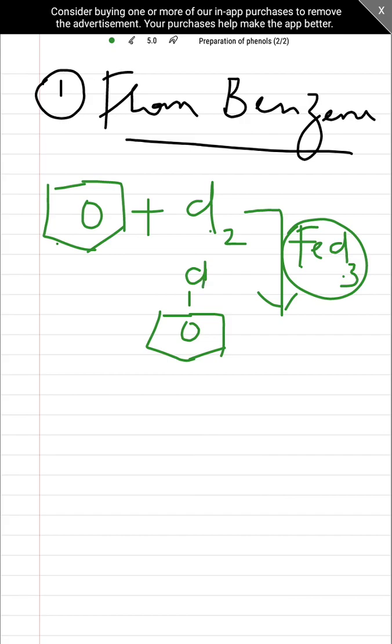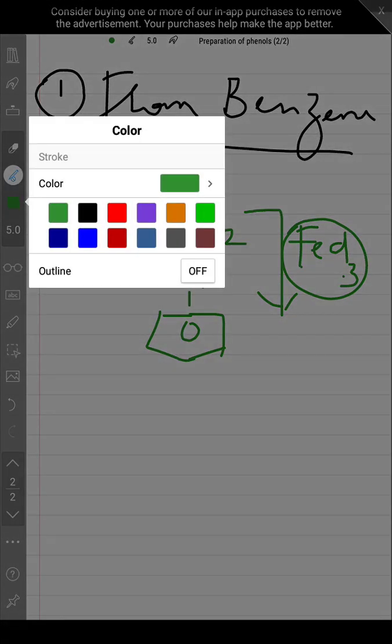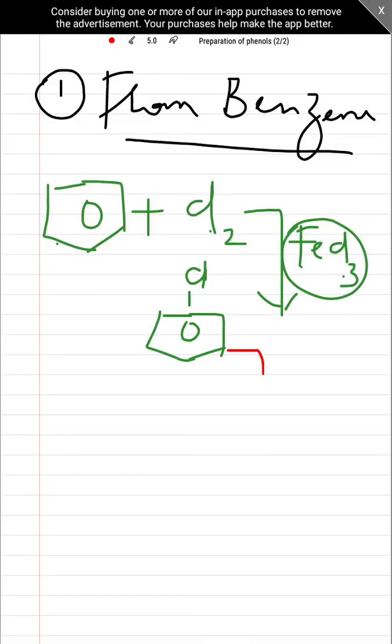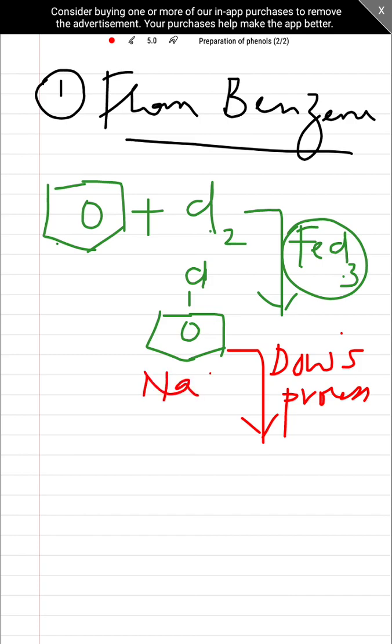But our aim is to prepare phenol. Therefore, this chlorobenzene obtained is subjected to Dow's process. What is Dow's process? Have you remembered? Dow's process means chlorobenzene treated with aqueous NaOH. It is a nucleophilic substitution reaction.